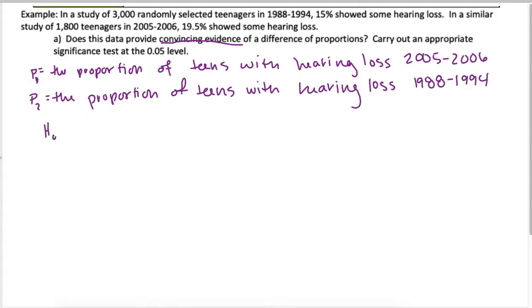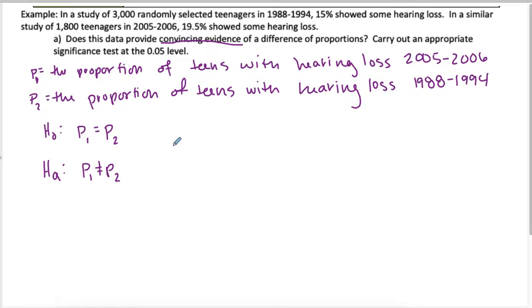The claim that's been made is that these two proportions should be the same. They're teenagers. The proportion of teens with hearing loss here should be the same proportion in the second one. However, it says, is there a difference in those proportions? Okay, so we want to know, are these two things different from each other? Because what this is telling us is that maybe there has been something that's changed from 2005 compared to where it was in 1988.